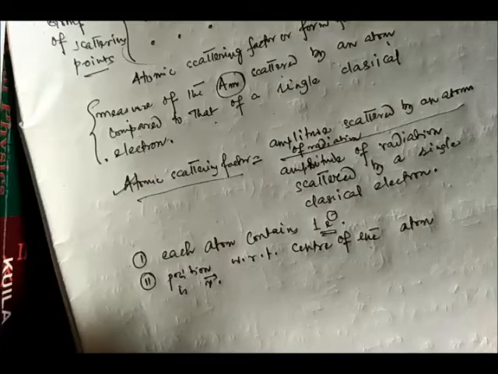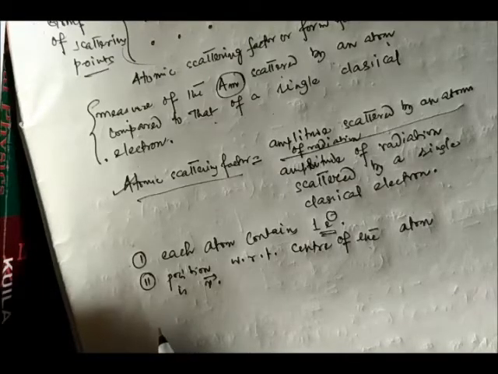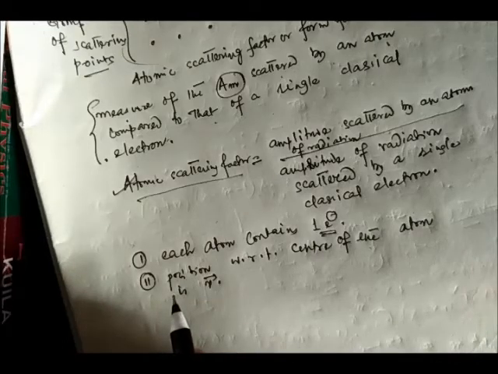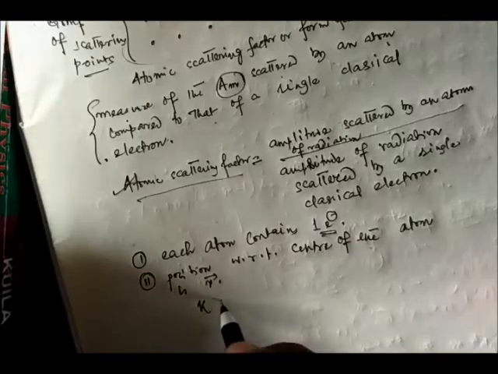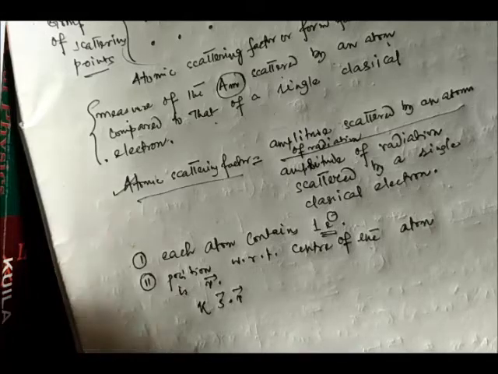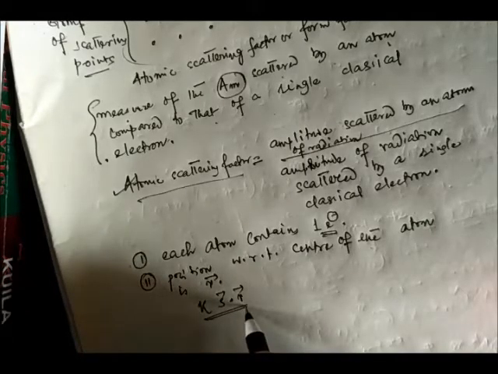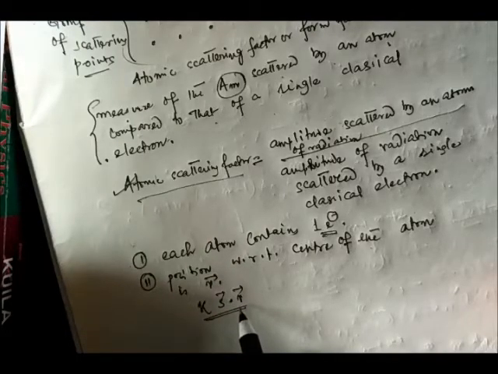So the phase difference at a distance large compared to atomic dimensions between the wave scattered by the electron and one supposed to coincide with the atomic center is basically k times s dot r, right? So that is basically the phase difference of the disturbance at a large distance compared to that of atomic dimension.